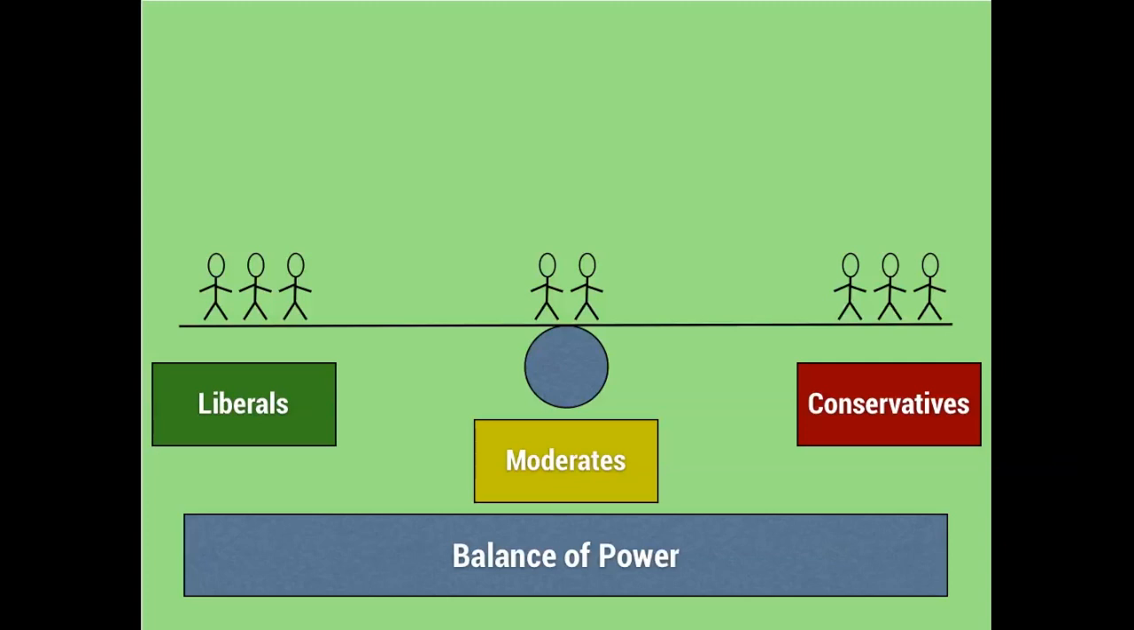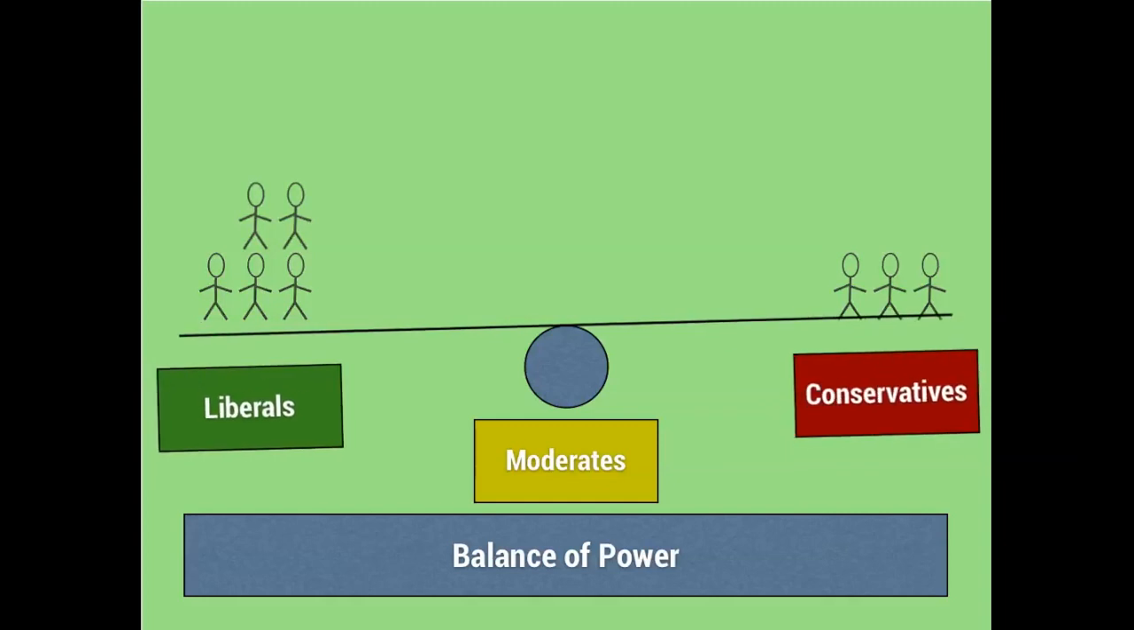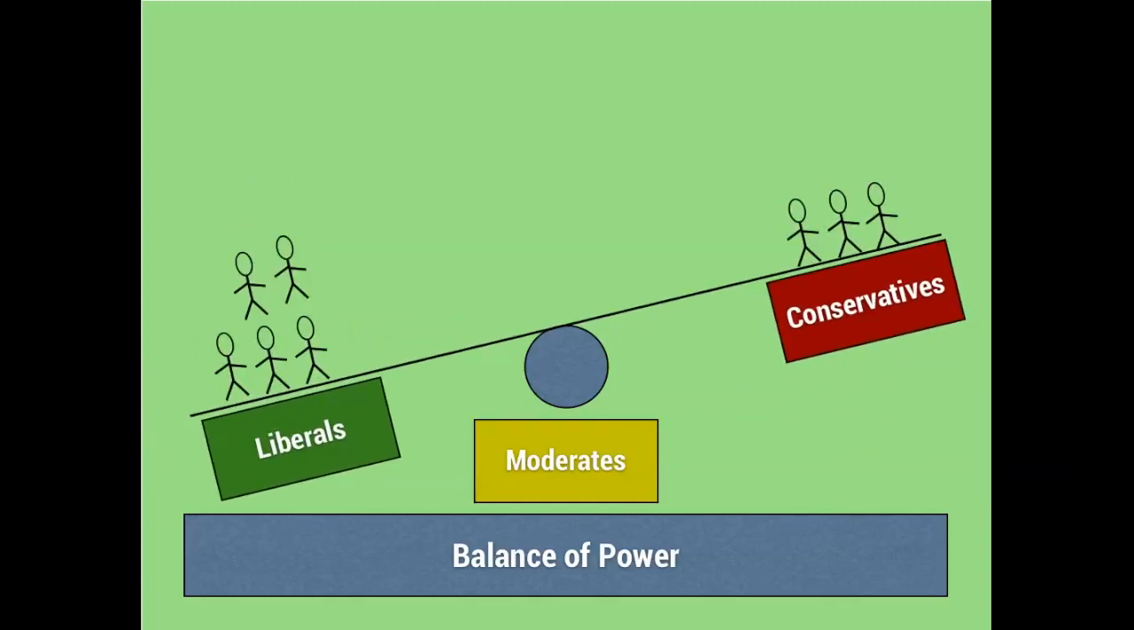But let's say, for whatever reason, that some of the moderates decide to become liberals. Now there is no longer balance of power. The balance of power now leans toward the liberals. For the terms of this history lesson, when the balance of power shifts towards the liberals, revolutions tend to happen more quickly. This happened almost every day in France.